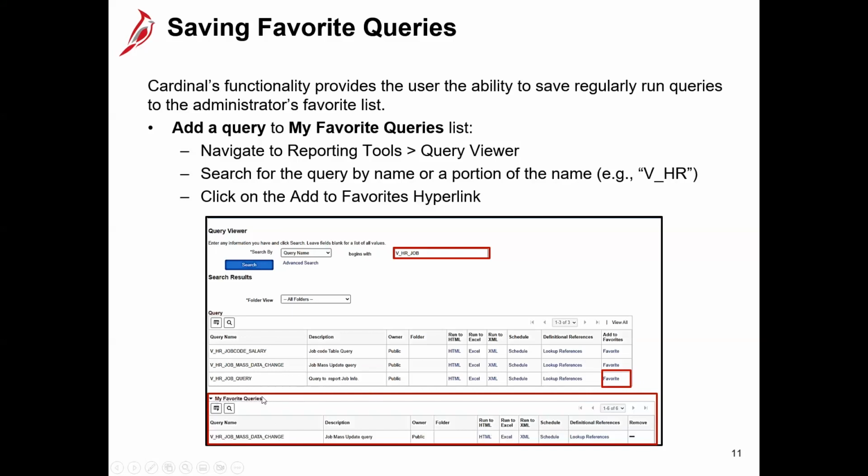If you don't see this displayed on your query viewer page, that's because you haven't added anything to your favorites. But once you do add a query to your favorites, you will see it every time you navigate to the page. If you need to add another query to your favorites, when you navigate to the query viewer, you'll just search again for your query, and you'll see the results come up in the query section, and then you'll select the favorite hyperlink to add it below in your My Favorite section.